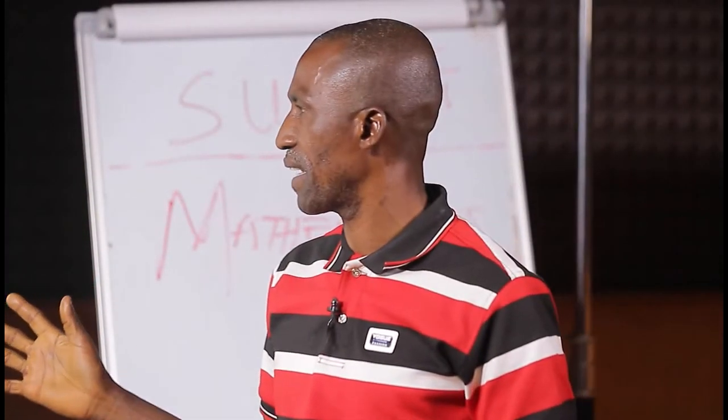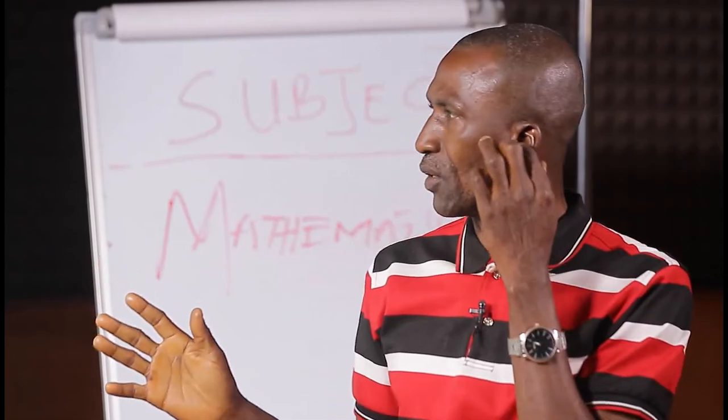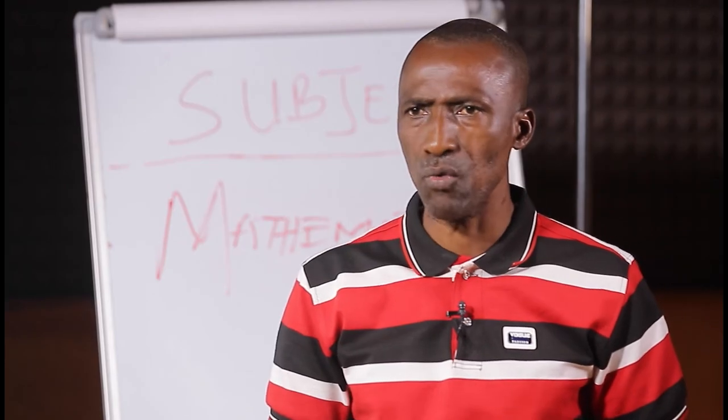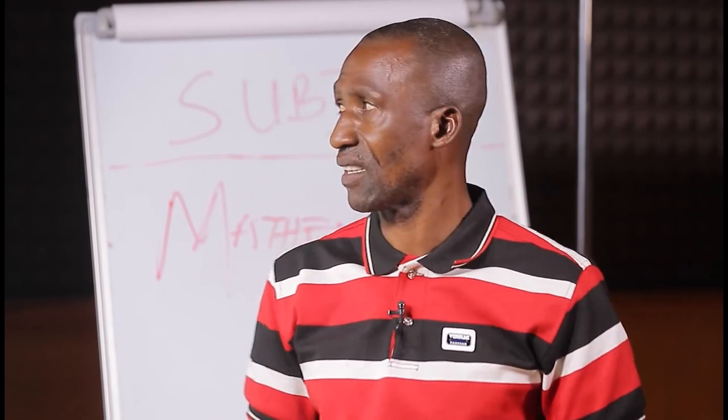Before we close for the day, my dear student, I have an assignment for you. Solve the equations: 2a plus 3b minus 1 equals 3a plus b plus 7 equals a plus 2b. I take that again. 2a plus 3b minus 1 equals 3a plus b plus 7 equals a plus 2b. Please ensure you work this assignment and practice harder.